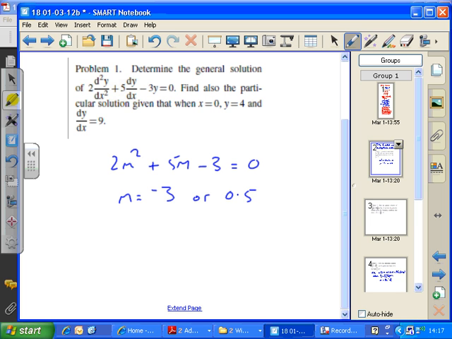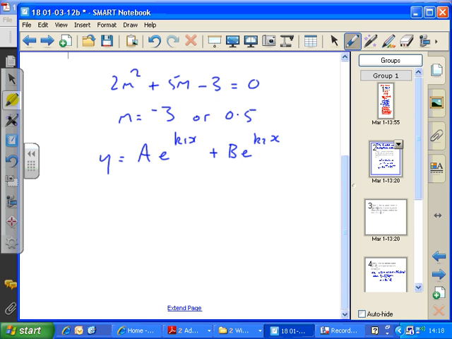So the solution has the form y = Ae^(k1x) + Be^(k2x). So we can write the general solution y = Ae^(−3x) + Be^(0.5x). And again, it doesn't matter which one goes where, okay? And that's the complementary function, or the general solution to the homogeneous form.